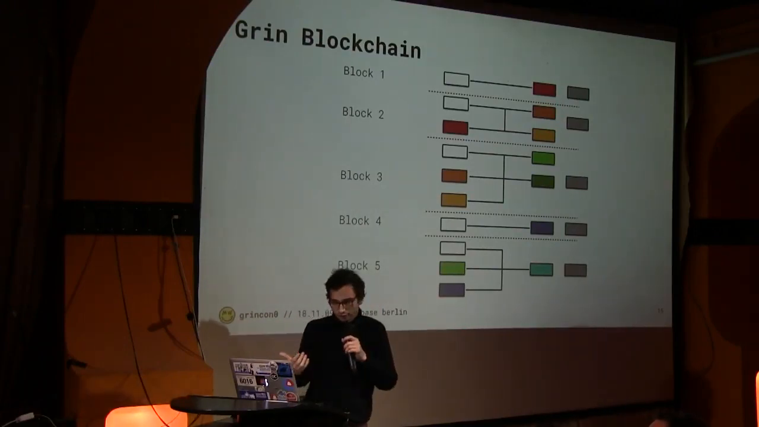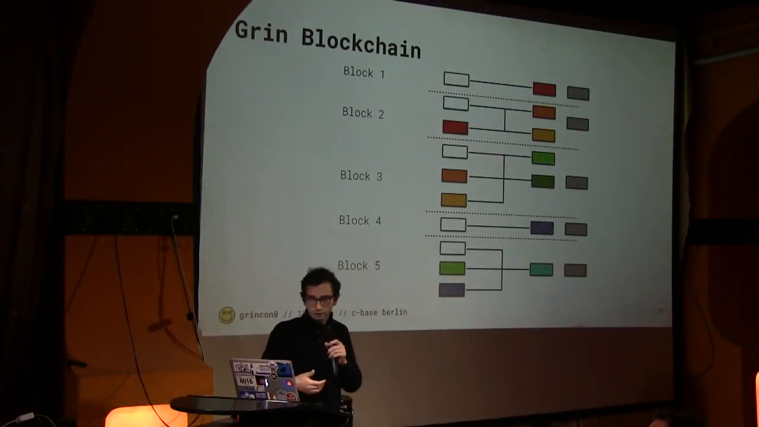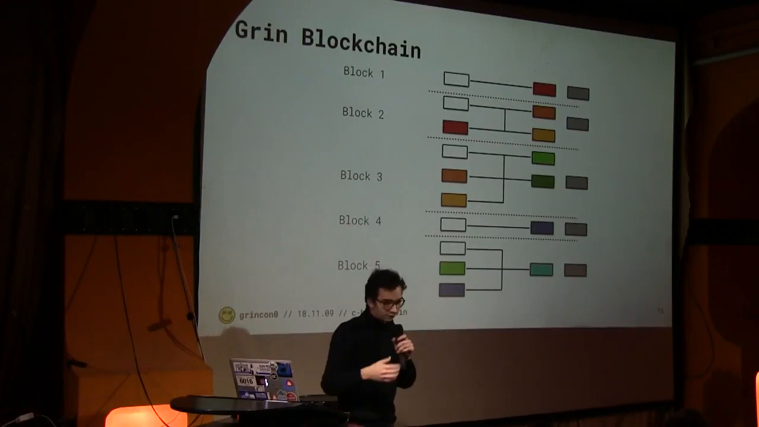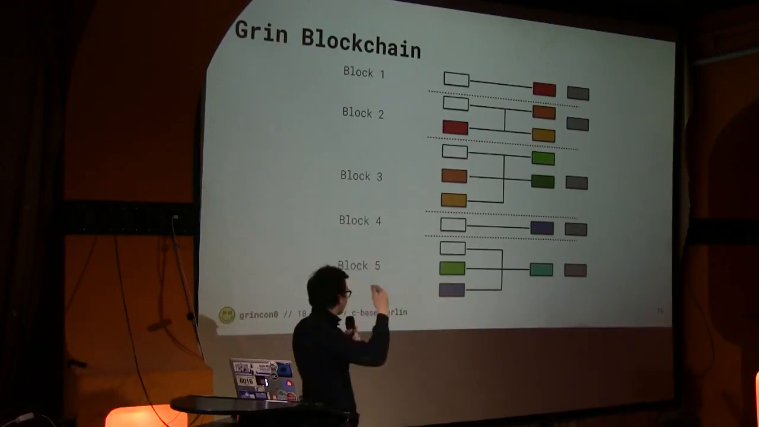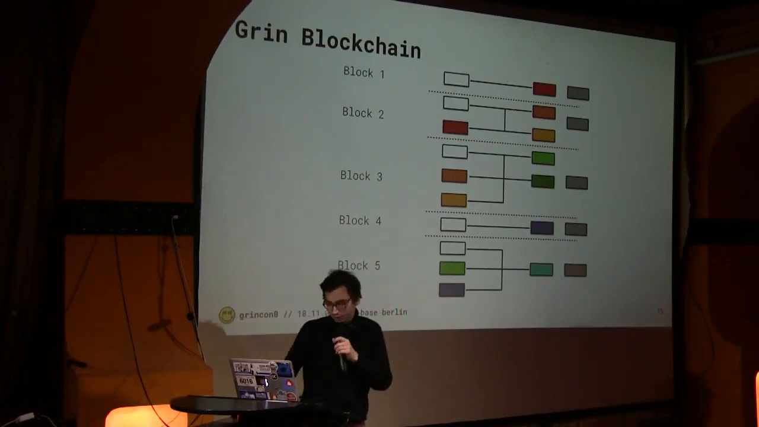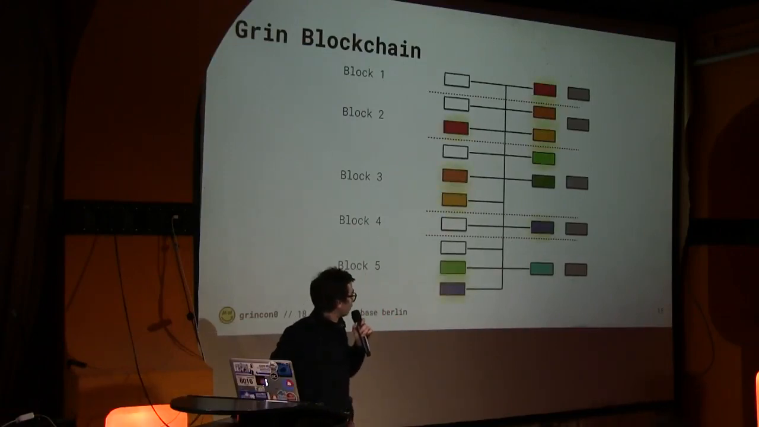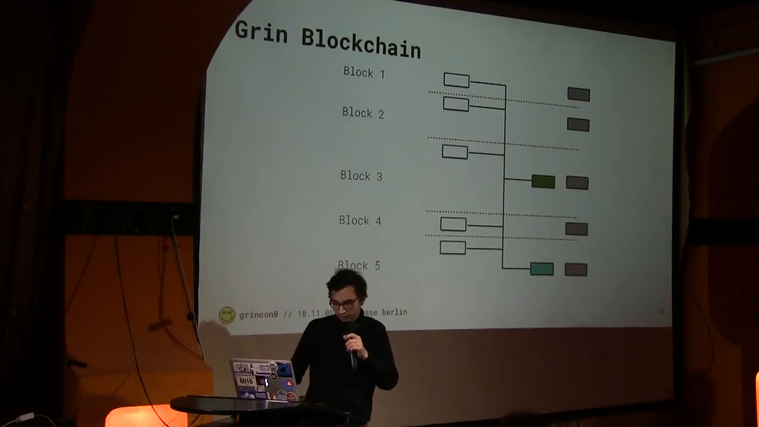And this is one of the reasons why you can sync so quickly when you launch Grin on your laptop. It's really fast to sync, because instead of downloading each block like in Bitcoin and verifying each transaction, you will receive just the state of the blockchain, where all the spent outputs are removed. It looks like this.